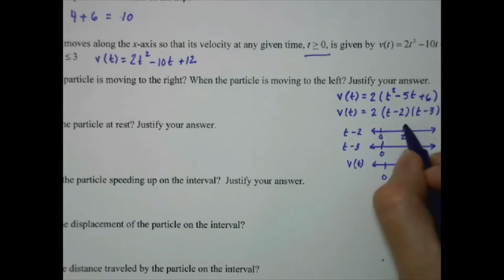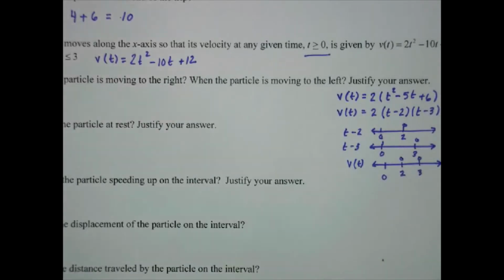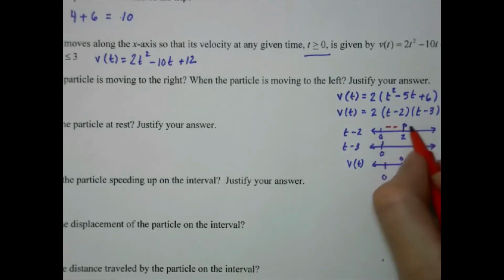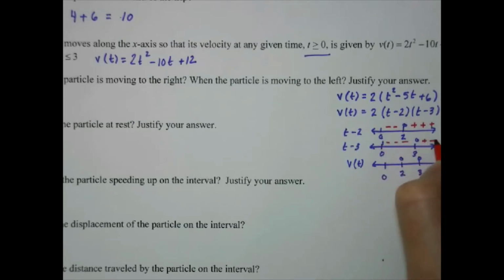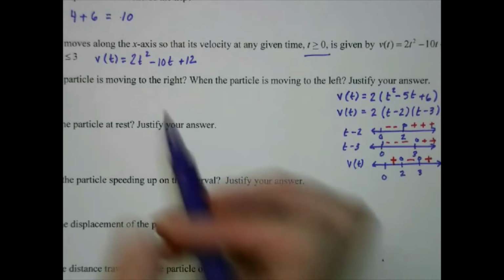This one's going to be 0 at 2. This one's going to be 0 at 3, so my velocity is 0 at both of those. And then we're just looking for positive and negative. So t minus 2 is going to be negative before 2 and then positive after. Same here with this one. So then here I've got a negative times a negative. So that's going to be positive, positive, negative, and positive, positive. So from that we can answer the question of when is it moving to the right and the left.